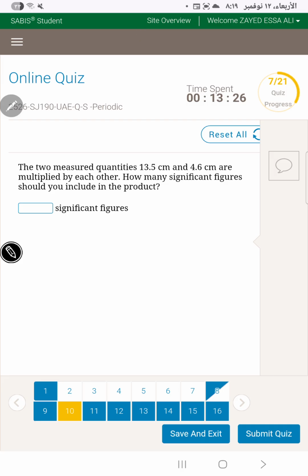The two measured quantities, 13.5 centimeters and 4.6 centimeters, are multiplied by each other. How many significant figures should you include in the product? Product means the answer or the result. You should include the number of significant figures of the fewest significant figures. The fewest here is 2, so the result must be 2 significant figures.